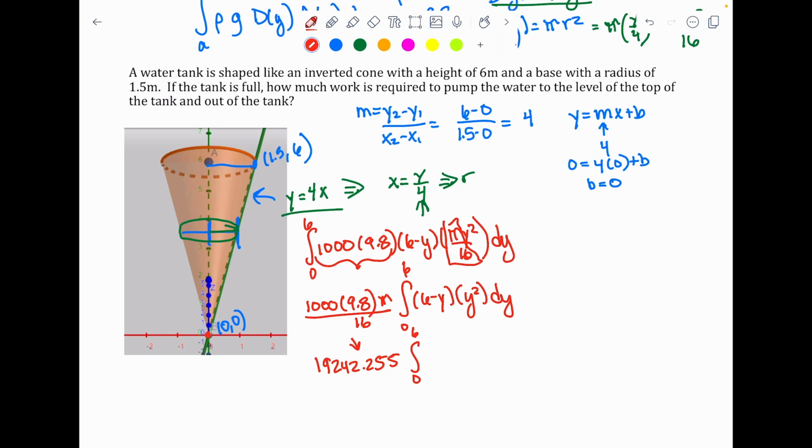And now I'm going to go ahead and distribute this y squared to each term here. So I'm going to get 6y squared minus y cubed dy. Now I can find the antiderivative and evaluate from 0 to 6. To find that antiderivative, I add 1 to the exponent and divide by that exponent. And then I evaluate.